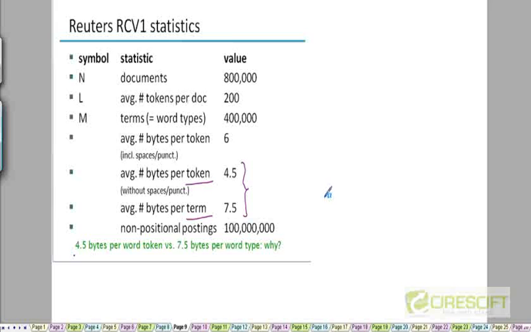I mean, think about stop words, for example. Stop words are usually very short words, right? So if the common words in the English language are short in length, then you would expect them to bias the average length of a token to a small value. But if every word in the dictionary is weighted the same, right? Because for calculating the average number of bytes per term, you need to give equal weight to every term.